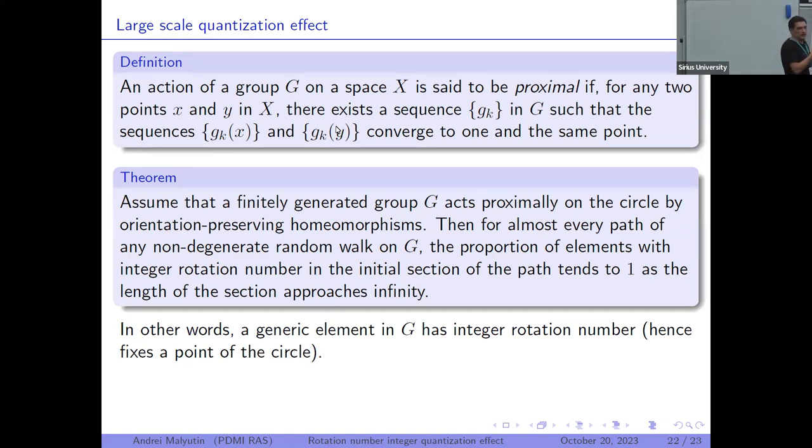Of course, if the action does not have this property, it's something that almost covers proximal actions, very specific actions, or it's just conjugate to a rigid rotation, something like that. So it's the proximality of our action. You can think about it that way.